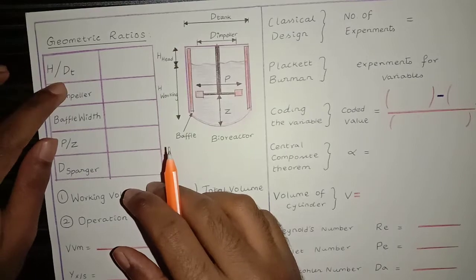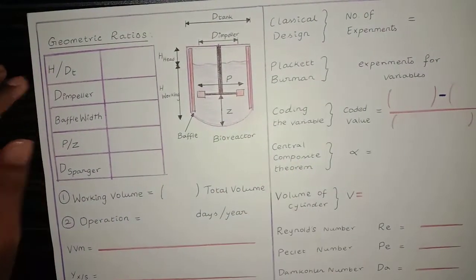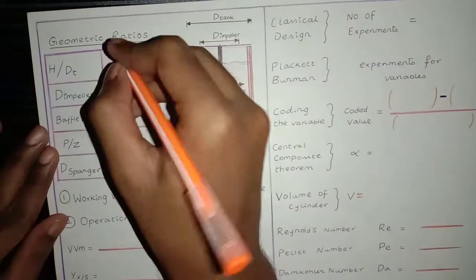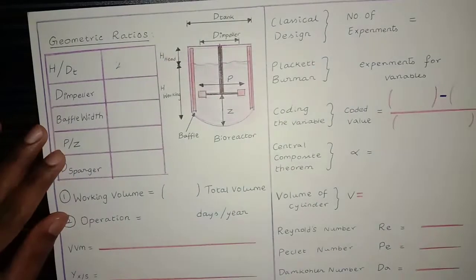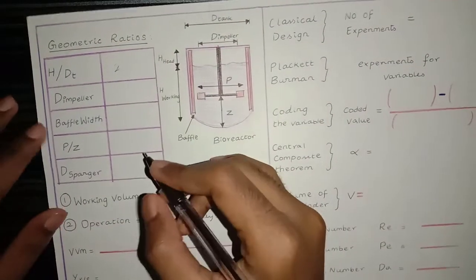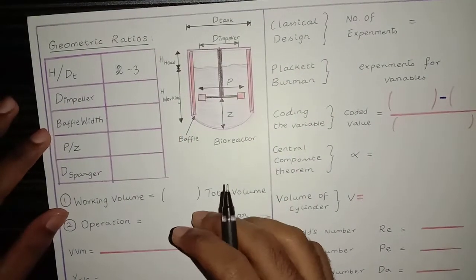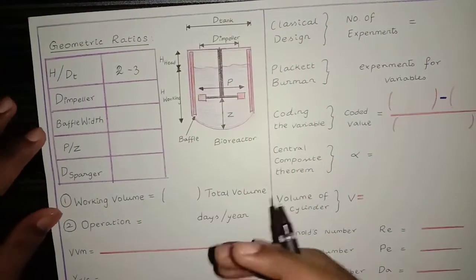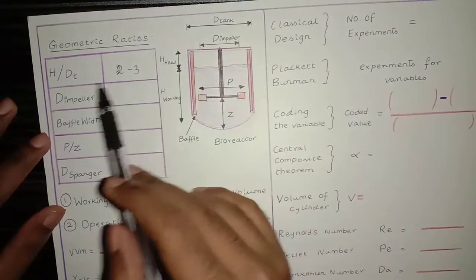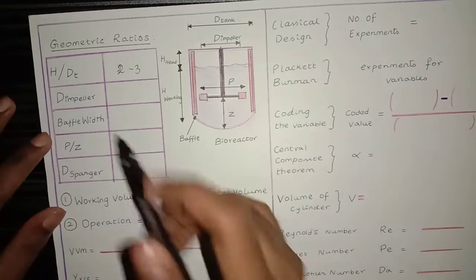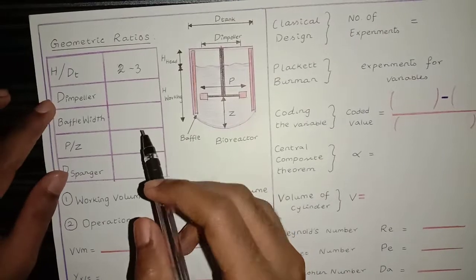Height to diameter ratio. The height to diameter ratio of the bioreactor should be in the range of 2 to 3, because while producing protein, foams form. To accommodate these foaming conditions, a height to diameter ratio of 2 to 3 would be the optimum H to D ratio.